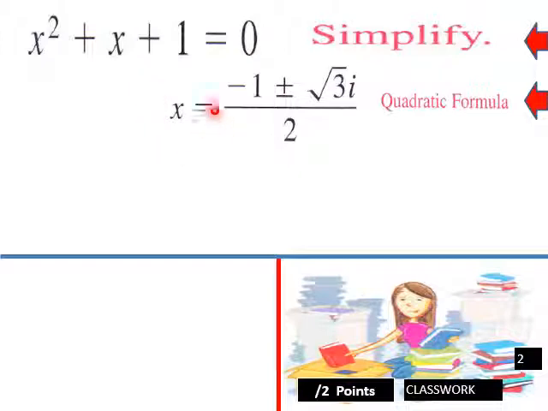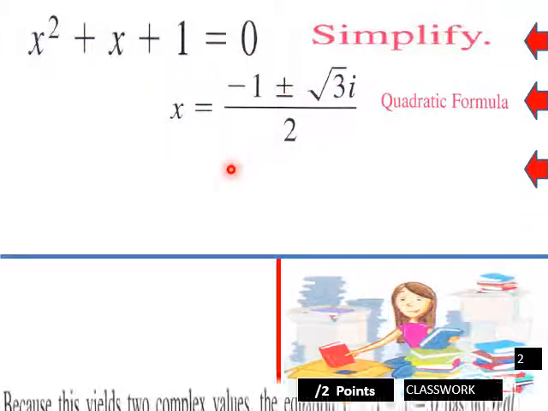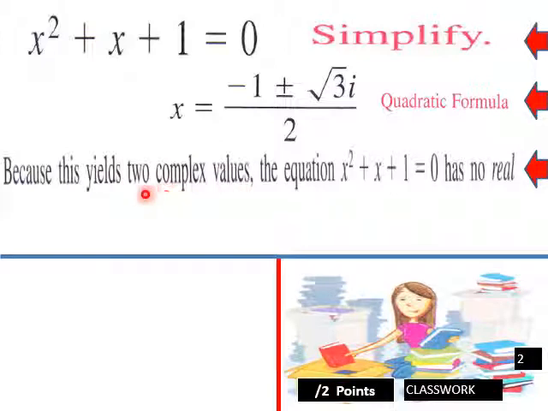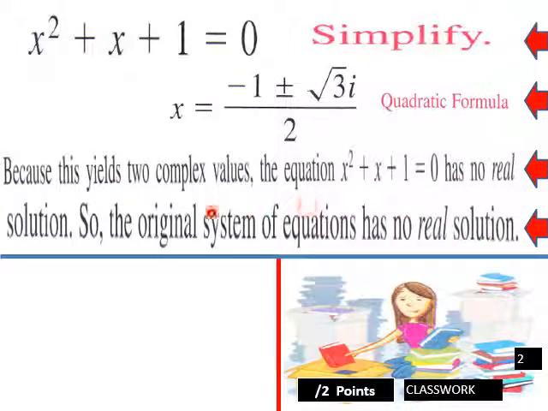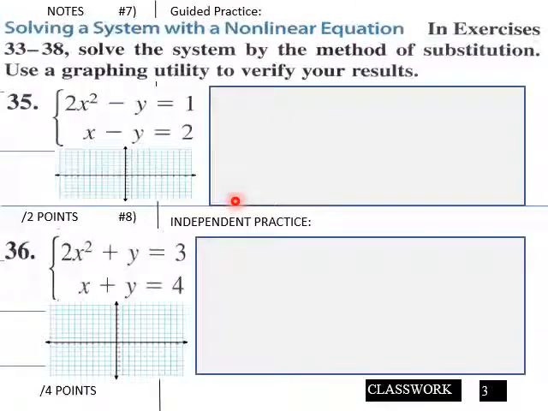And then we come out here, x equals negative 1 plus or minus radical 3i over 2. After we plug these values into the quadratic formula, this is what you come up with. And because this yields two complex values, the equation x squared plus x plus 1 equals 0 has no real solution. So the original system of equations has no real solution.